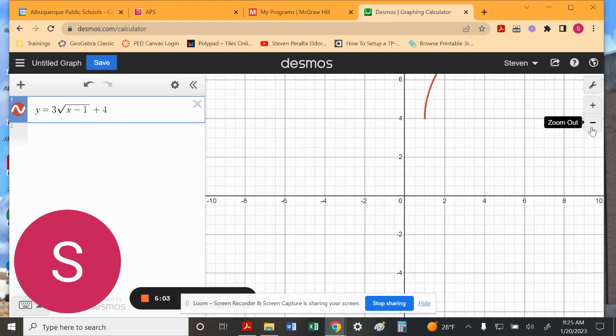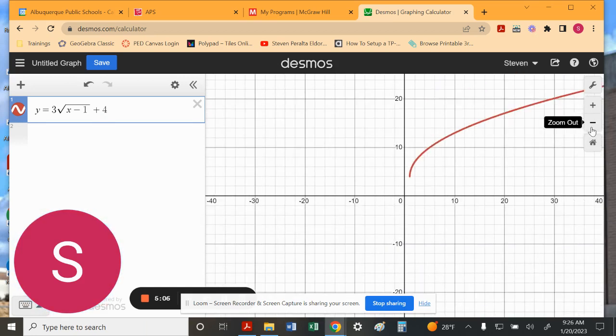Oops, I thought that was the wrong way. Let's go back and notice what it did. It moved up 1, 2, 3, 4, and then it moved over 1, which it did, right? Which is what we said it would do. And notice it's going up 3 times faster, so we can see what's happening here.